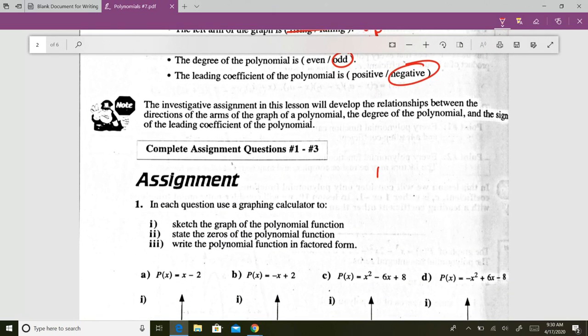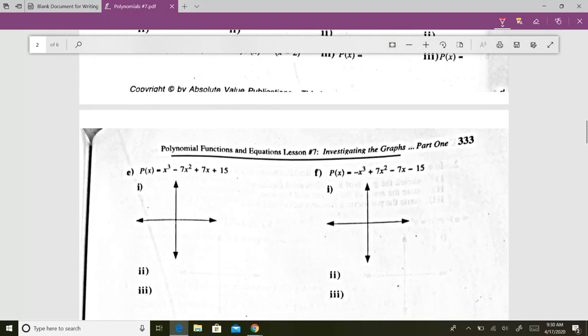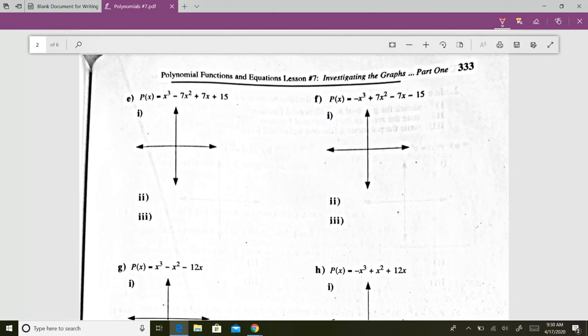Okay, the questions I want you to do, and I'm going to do one of them with you. E to J, number 1, E to J, number 2, A to F. And what I want you to do is use Desmos and graph the polynomial and write it in factored form. So I'll do F with you.